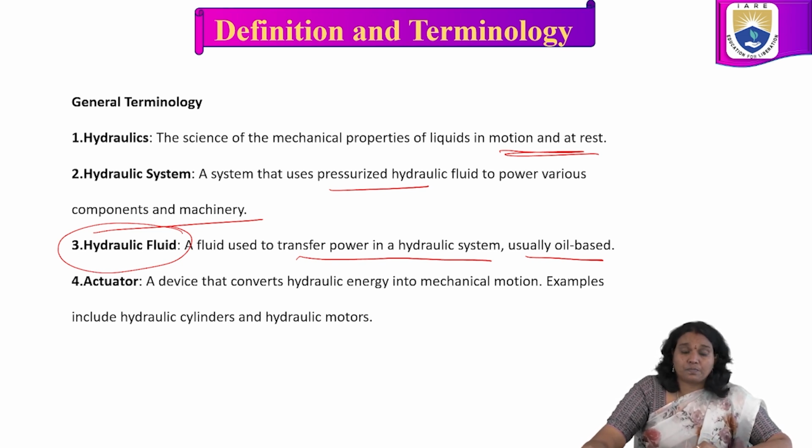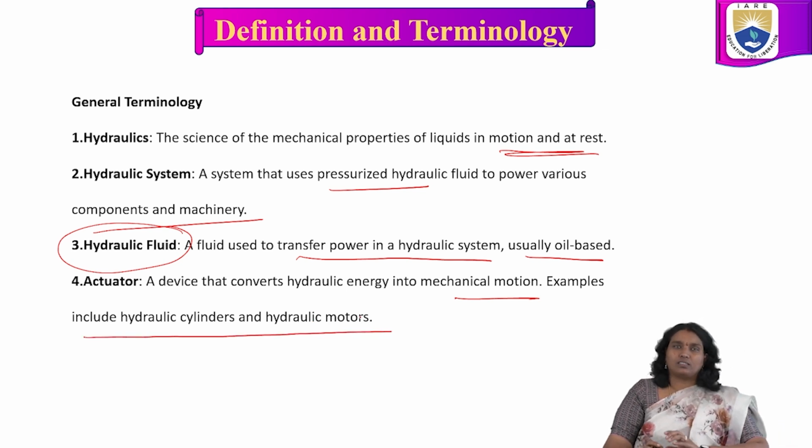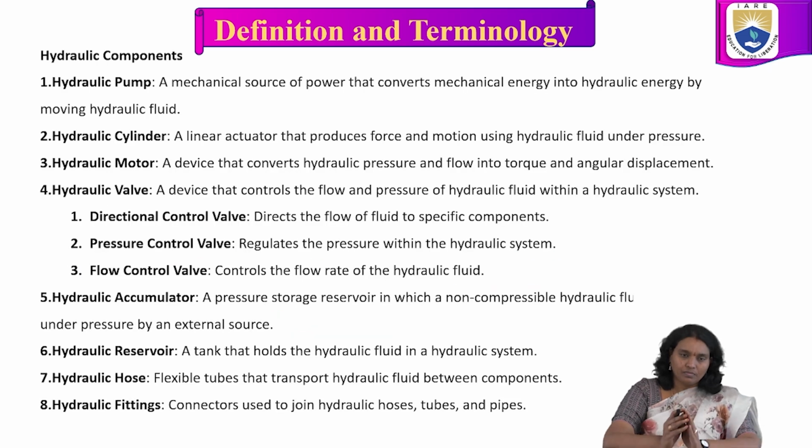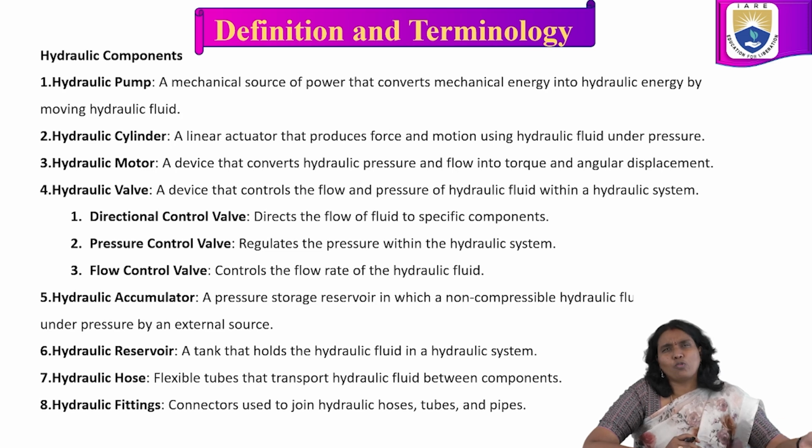Actuator, a device that converts hydraulic energy into mechanical motion. Examples include hydraulic cylinders and hydraulic motors. These are the general terminology which we use for hydraulic modifications. So, in hydraulic components, generally what are the components there? Hydraulic pump, hydraulic cylinder, hydraulic motor, hydraulic valves, hydraulic accumulator, hydraulic reservoir, hydraulic hose, hydraulic fittings. These are some of the components which we use regularly for hydraulics.